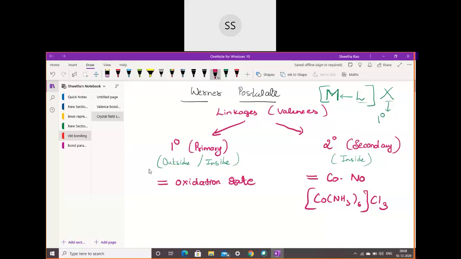So in this case, Co(NH3)6 Cl3, which I have taken here, can you tell me what is the oxidation state of the cobalt? Students, you now know how to calculate the oxidation state of the metal. Can you calculate and tell me what the oxidation state is, everyone? Yes, very good.